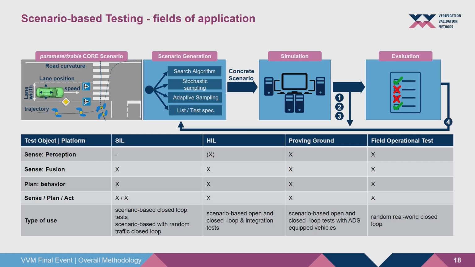So fields of application of these scenario-based testing methods: you see on the left side typical test objects, and on the right side typical platforms. So the effect chain we analyze here is the Sense Plan Act effect chain. You see that the scenario-based technique can be used on each of the platforms: simulation in the loop, hardware in the loop, and proving ground.